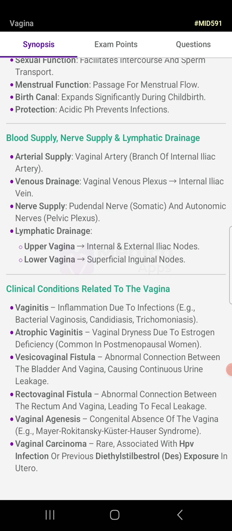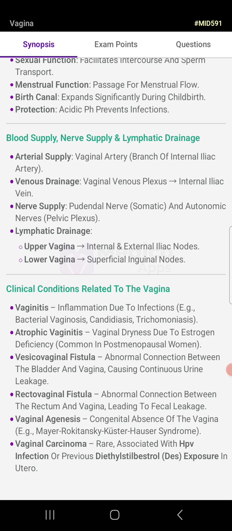Clinical conditions related to the vagina. Vaginitis, inflammation due to infection. Examples: bacterial vaginosis, candidiasis, and trichomoniasis. Atrophic vaginitis, vaginal dryness due to estrogen deficiency, common in postmenopausal women.